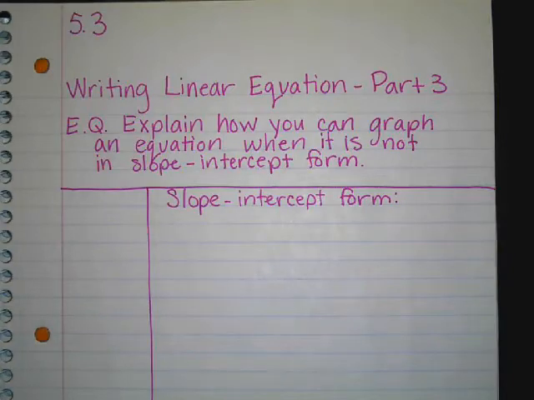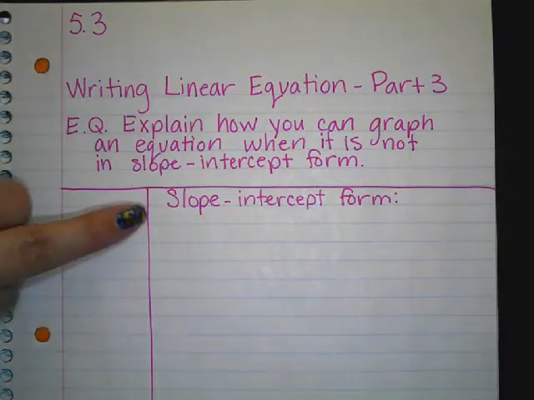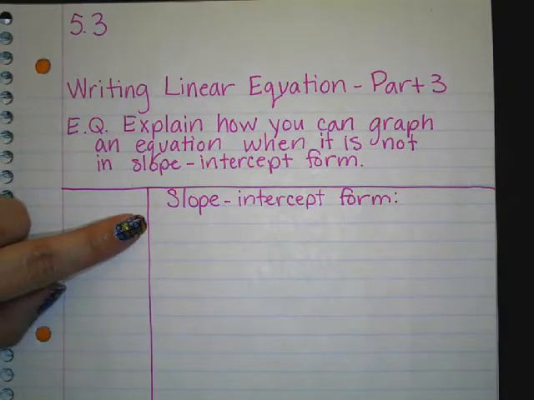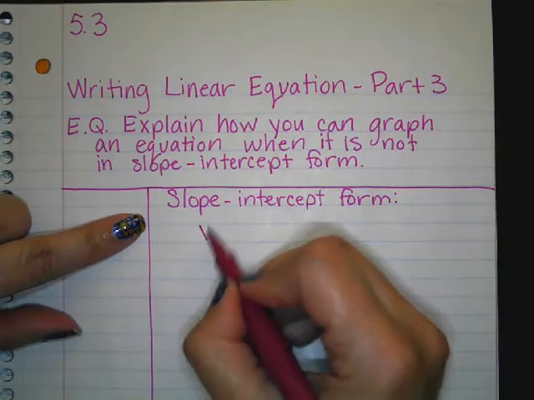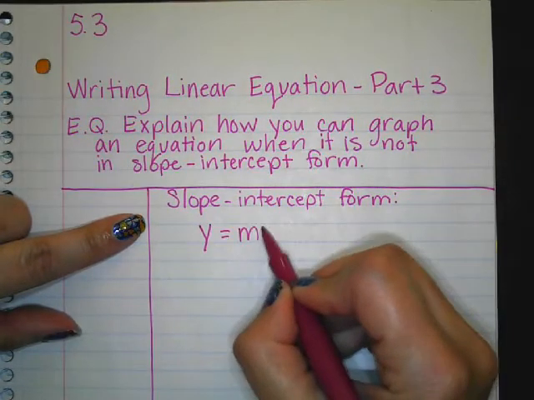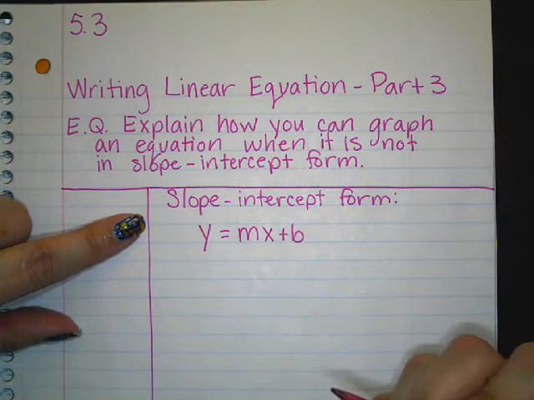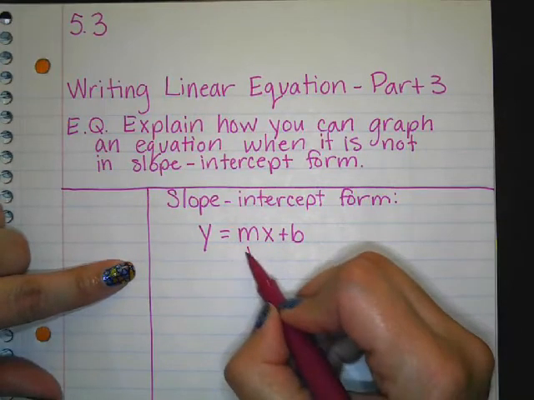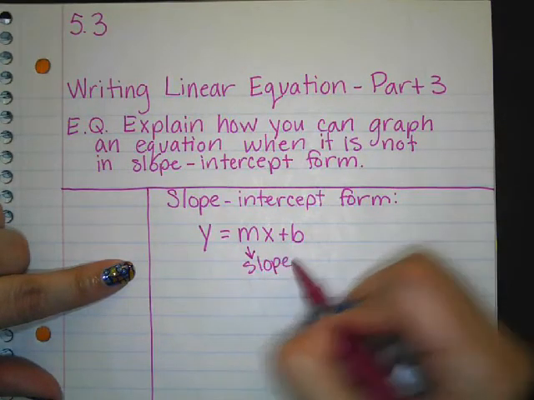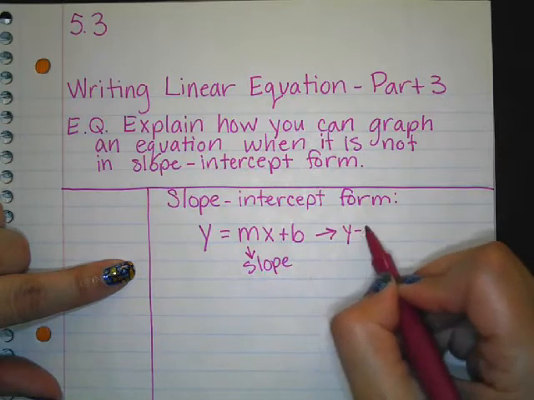So today we're going to go ahead and graph our equations using our slope-intercept form, but this time the equations that we're given are not going to be in the right form. So remember that slope-intercept form is y equals mx plus b. We've been working with this all week. Our m value is our slope. Our b value is our y-intercept.